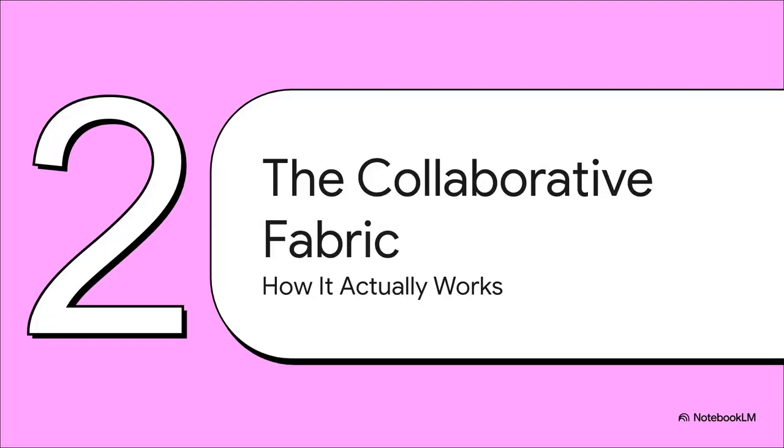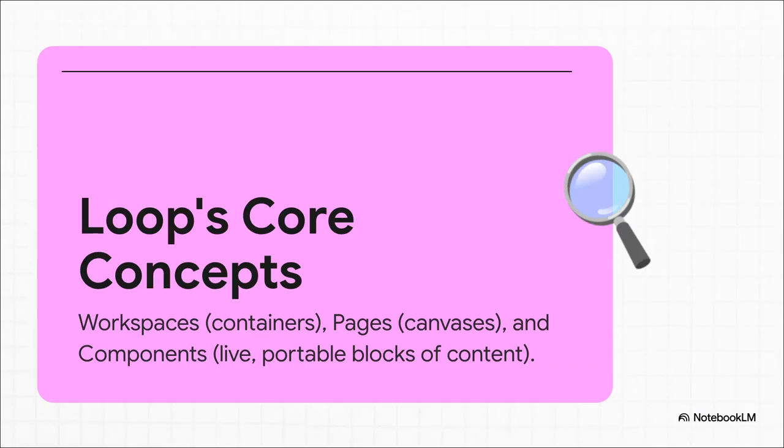That sounds pretty cool in theory, but what does this collaborative fabric actually look like when you're using it? It really all comes down to a few core building blocks. Okay, so it's built on three main ideas. First, you've got workspaces. Think of those as the big folder for a project. Inside those, you have pages, which are these flexible canvases for all your notes and plans. But the real magic, the part that changes everything, is in the components.